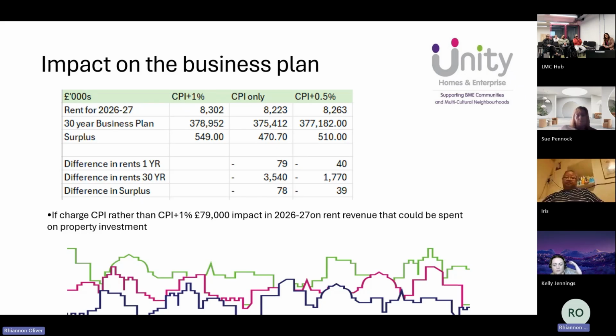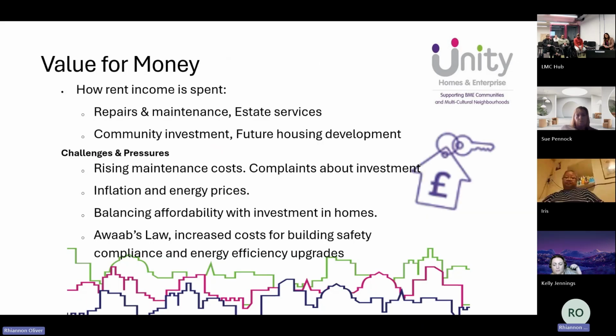And you're right, Awaab's law and others. At the moment, there's more and more legislation coming in around things you have to think about doing. In terms of where we're spending the money and our value for money considerations, we spend our rent money on repairs, on estates, on community investment activities and on future housing development. All of that's in our mix, and we'll have an inspection later in the year.